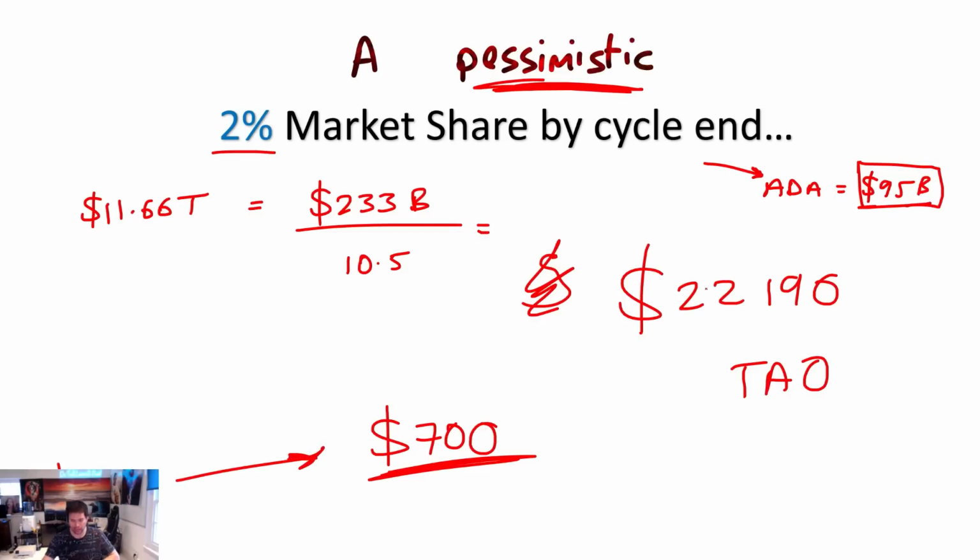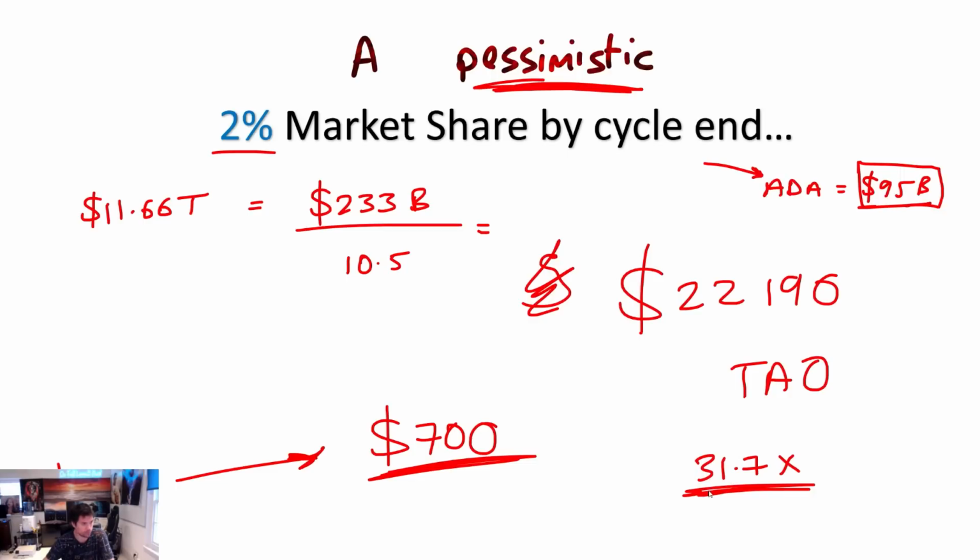So when you look at this, 22,190 divided by 700, that's a 31.7x from now. This is why I'm more heavy into TAO than I am Kaspa, because Kaspa is like a 13x from here, and really it's the next cycle where Kaspa starts to get into its pace and stride. But for right now, being really pessimistic, I see a 30x from here.